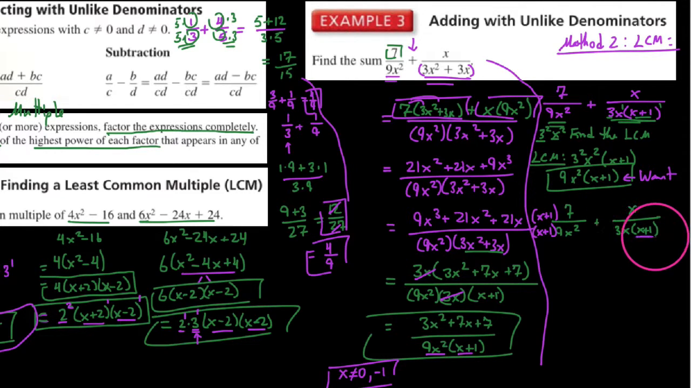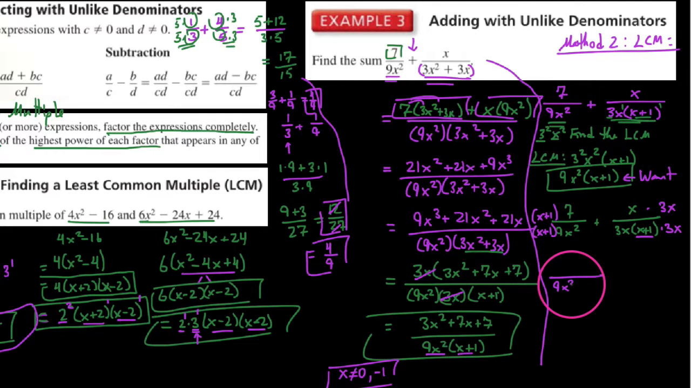Well, we already have the x plus 1. I already have that. We have an x to the first and a 3, but what we're going to need is a 9x squared. So we're going to have to take it times another 3 and another x. And what we multiply the bottom by, we have to multiply the top by. So what we end up with is really this.